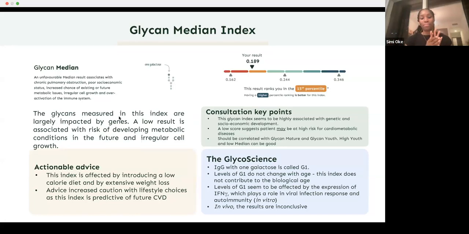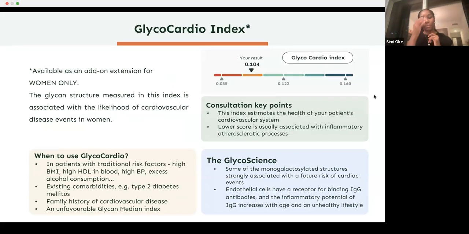In terms of what I said about correlating median and mature, I do have a case study that I would like to share with everyone because I think it's very interesting and gives you an indication of just how you can use those two together. Let's have a look. But before we do that, as well as glycan mature and glycan median, we also have the glycocardio index.